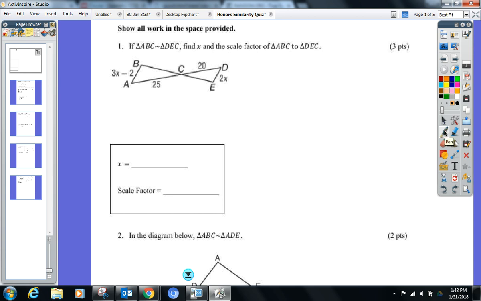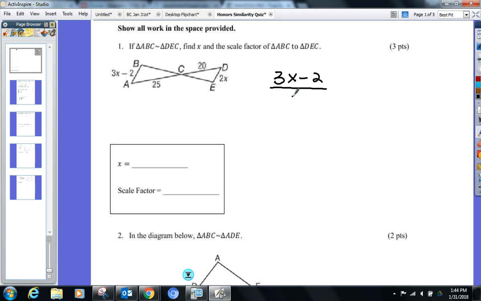First thing, the triangles are similar. What do I know about the corresponding sides then? They're in the same ratio. They're in proportion. So I could say 3x minus 2, which would have corresponded with the 2x. Well, look at the similarity statement. It'll tell you what sides match up. 3x minus 2 over 2x is equal to 25 over 20. You solve that, you end up with x equals 4.